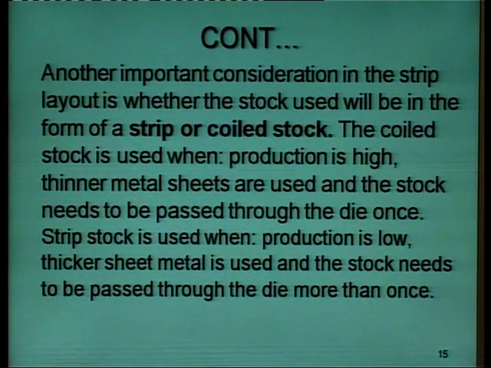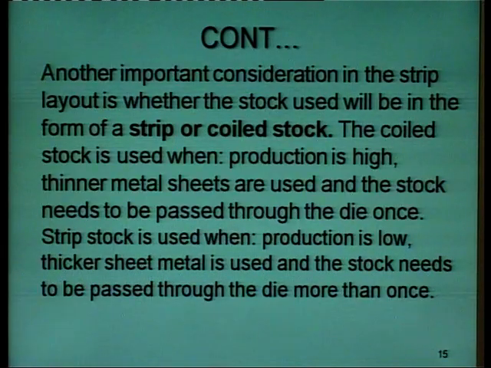Now, another important consideration in the strip layout is whether the stock used is in the form of a strip or coiled. Coiled stock is used when production is high and thinner metal sheets are used. When we are using thinner metal sheets, the stock needs to be passed through the die only once, meaning the strip is fed only once through the die.